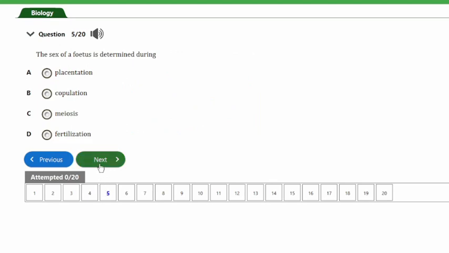That's question number 5. It says the sex of a fetus is determined during A, placentation, B, copulation, C, meiosis, and D, fertilization. So guys, it's during fertilization that the sex of a fetus is determined, and that's option D. So fertilization is actually the union of the 2 haploid gametes from the male and the female.